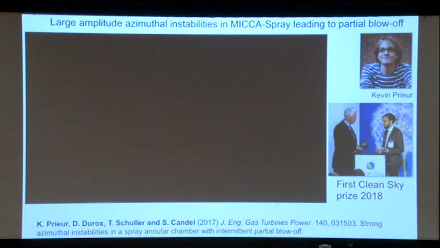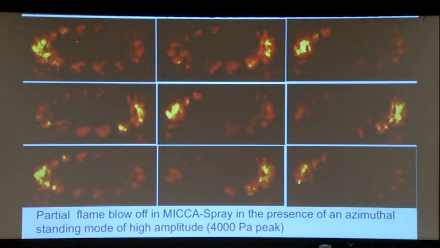let me first say that this is work done by Kevin Prieur, and he got the first Clean Sky Prize in Europe in 2018 from this work. So, you start from flames which are established here, and then suddenly you get this region where the flames are extinguished because the pressure fluctuation is very powerful. It goes like here, and here you get extinction.